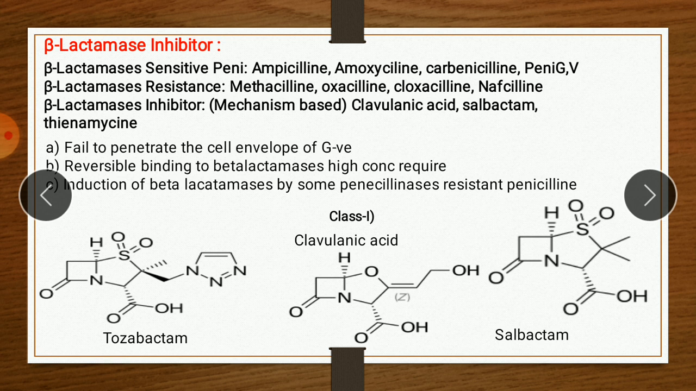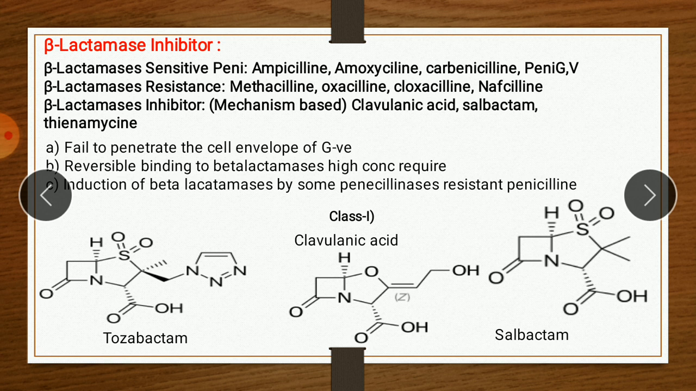The second class, beta-lactamase resistant penicillin, binds to the beta-lactamase enzyme, but it is a reversible binding, and for binding it requires a higher concentration. Third reason, induction of beta-lactamase by some penicillinase resistant penicillins. So bacteria produce resistance against these two combinations. That is the reason why the first two class combination failed.